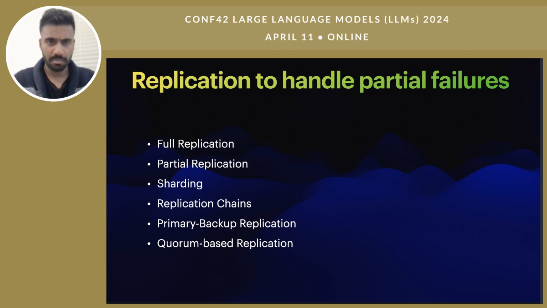And the last one is quorum-based replication. It involves replicating data to a subset of nodes known as a quorum. Read and write operations require coordination among a quorum of nodes to ensure consistency and fault tolerance. So quorum-based replication can provide strong consistency guarantees while tolerating failures of a subset of nodes within the quorum.